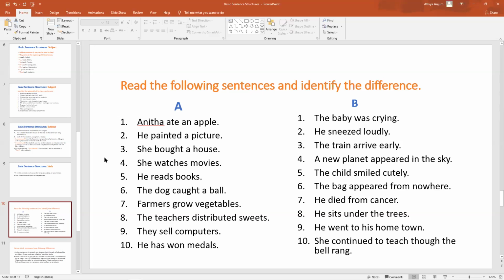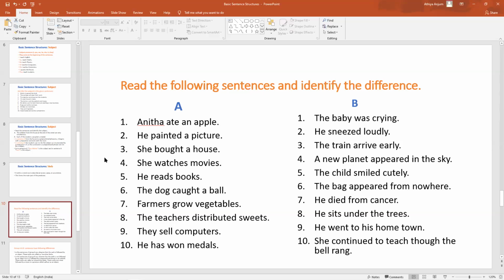The next one, he has won medals. He is the subject. Has won is the verb. And then once again, after the verb, what do you have? You have medals. And what is medals? Noun. And where is it positioned? It is positioned after the verb. So what do you call it? You call it the object, right?